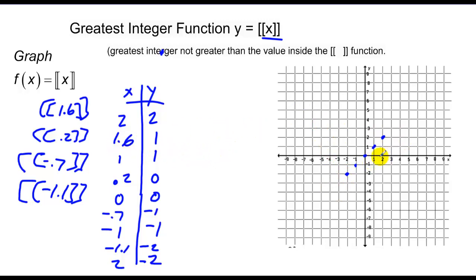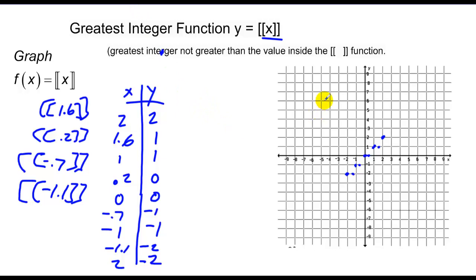At 1.6, I still get out 1. At 0.2, I still get out 0. At -0.7, I get -1. And at -1.1, I get -2. So the question is, how do I connect these dots now? Well, here's the situation.